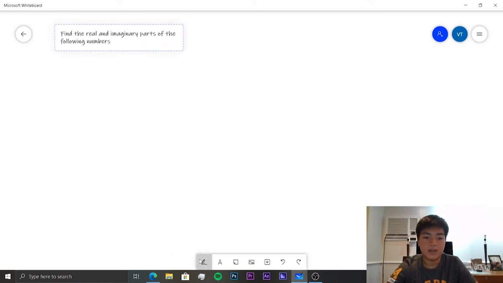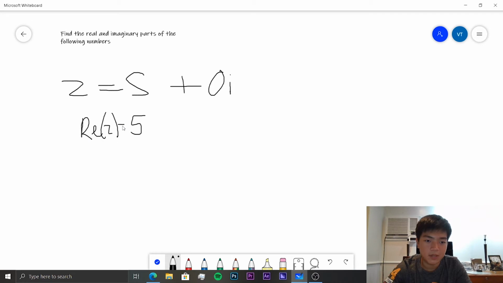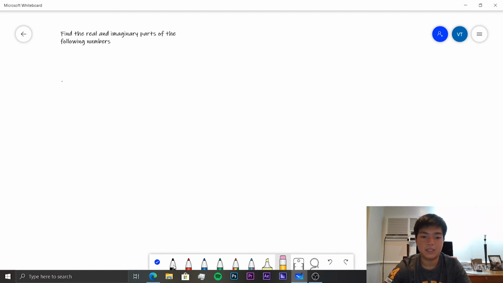And the first number we have is z is equal to 5. And the thing is, all real numbers are actually complex numbers, except that the imaginary part is just set to 0. So we can think of this number 5 as 5 plus 0i. So the real part is clearly 5, when we denote the real part as Re(z), and the imaginary part, which we denote as Im(z), is equal to 0. So yeah, that was it. And let's move on to the next one.